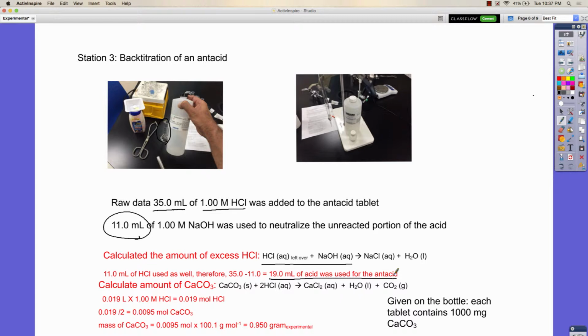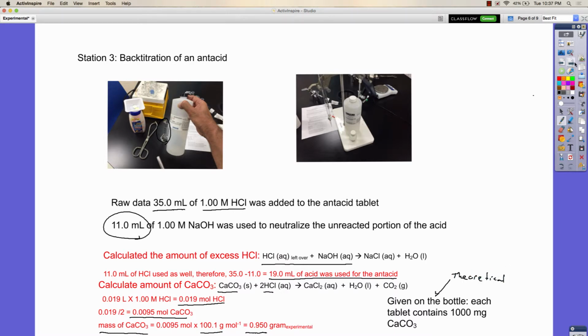The next thing to do is we are going to find out how much calcium carbonate we have. So 19 milliliters of acid times its molarity gives us the moles of HCl. Now if you look at the ratio of CaCO3 versus HCl, it's 1:2, so then I divide by 2 and I find my moles of calcium carbonate. Finally, I find the mass of calcium carbonate in the tablet, which is moles times its molar mass, and I get 0.950 grams. On the bottle, I see there is 1000 milligrams of calcium carbonate, so this becomes my theoretical value.